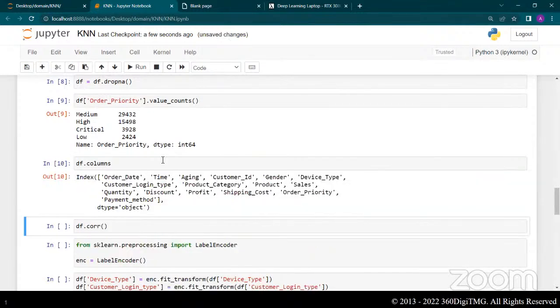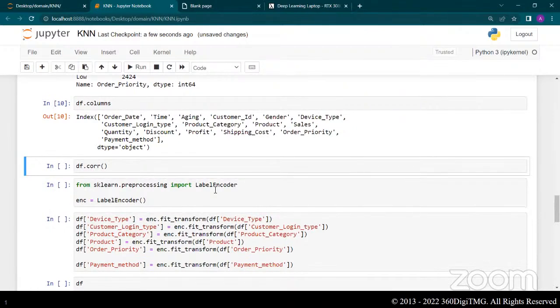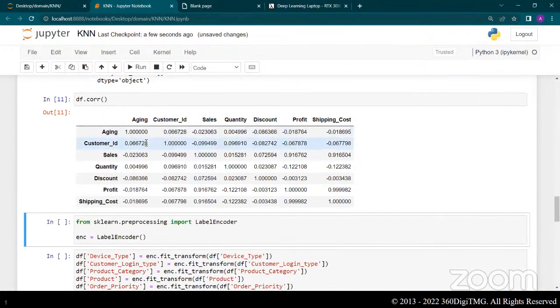Then these are all the columns we have. Then we are taking a look at the correlation. As such, if you notice, there isn't any specific column here that has high correlation except for shipping cost, sales, and profit. Okay, so they are correlated to each other.